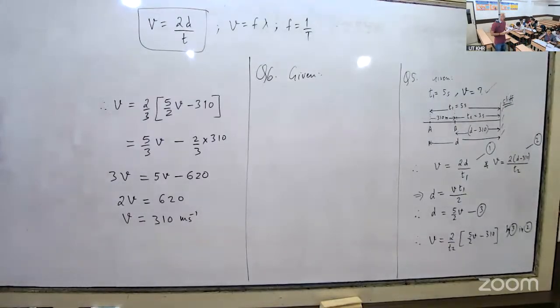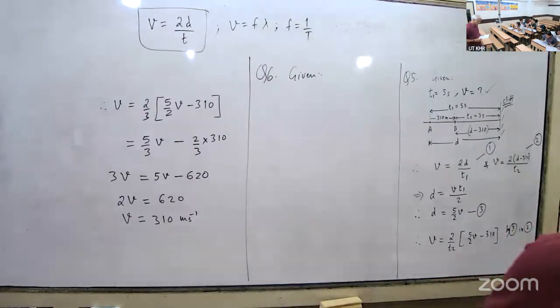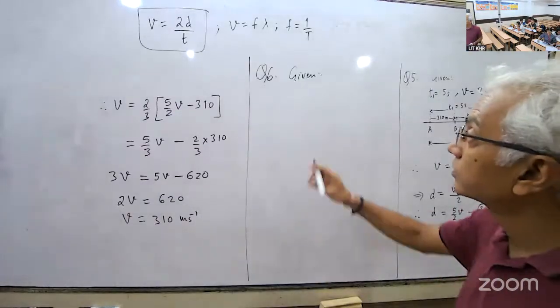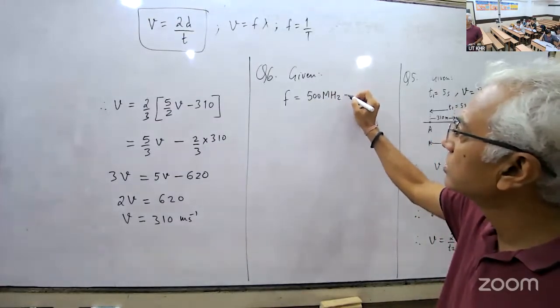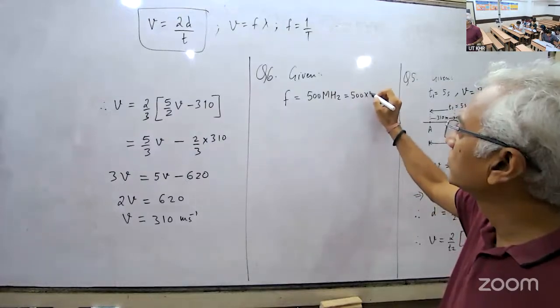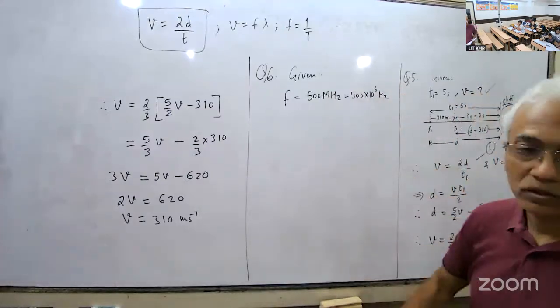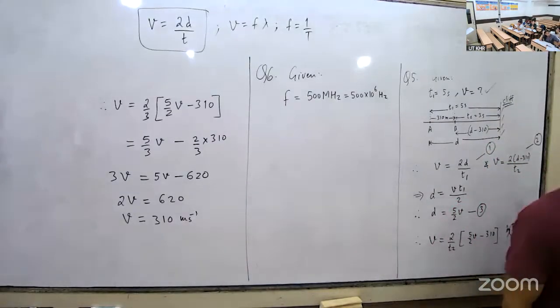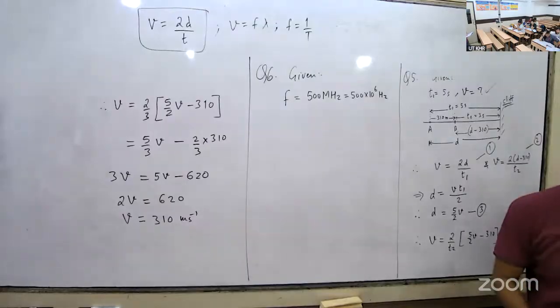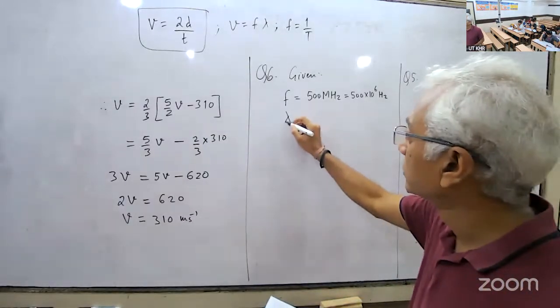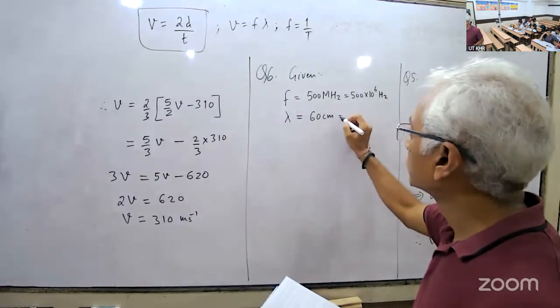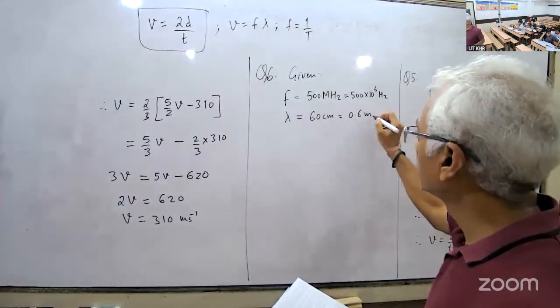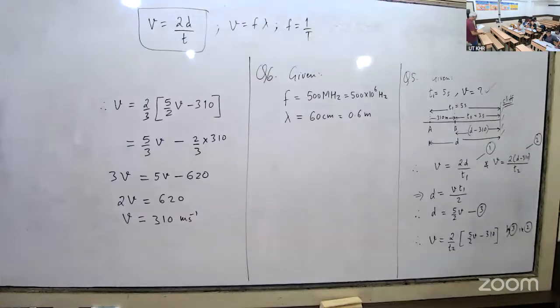Okay, next question. What is given in the question? Tell. What is the frequency given? 500 megahertz, which is 500 into 10 raised to 6 hertz. Mega means million, 10 to the power 6. What is the wavelength given? The wavelength given is 60 centimeter, which is 0.6 meter. So I am converting everything into SI.